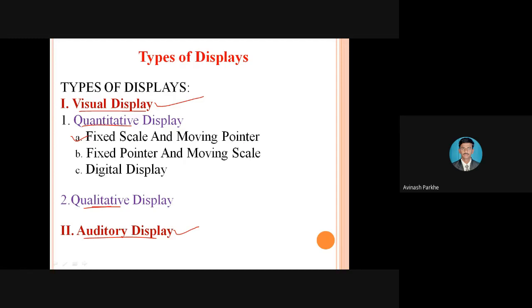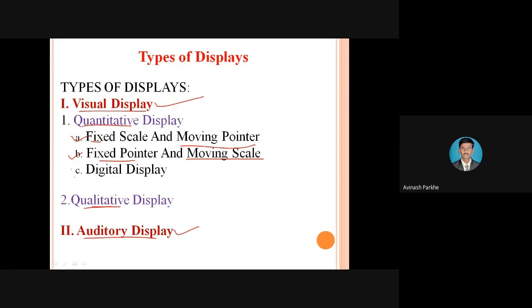So according to that, the fixed scale and the moving pointer. Name itself says the scale is fixed and the pointer is movable. That's why I have given the example of our watch. Then fixed pointer and the moving scale. This second type of display device is provided mostly in the industries, where the pointer is fixed but the scale is movable.